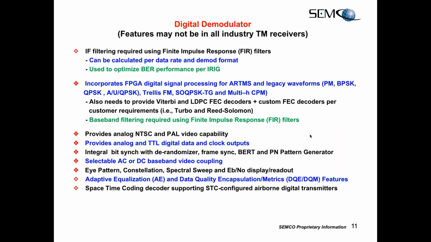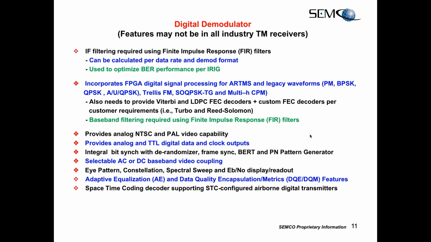You'll want to look at the requirement for an embedded bit synchronizer. You'll need the bit synchronizer to provide digital data, clock, and data outputs. A lot of the receivers in the industry provide that, and some do or do not have a de-randomizer relative to that. Some receivers also provide a frame synchronizer, a bit error rate tester, and a PN pattern generator, so that you can do loop testing without any external instrumentation. That's a nice feature to have, but it might be a nice-to-have feature, depending on your range requirements.